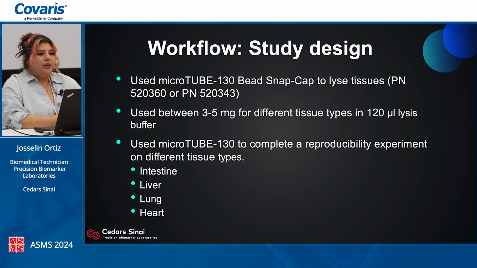So similarly to how we did with cells, we also wanted to conduct a reproducibility experiment for tissues. So the Covaris team was really helpful, and they brainstormed with us and provided us with recommended methods, and even provided us with MT130s, but at the time they were a prototype product. So we conducted a 3-day experiment for each tissue type and used the MT130s to lyse the tissues. We usually use between 3 to 5 milligrams of tissue in 120 microliters of lysis buffer. And so far, we've done a reproducibility experiment with 4 different tissue types: intestine, liver, lung, and heart.